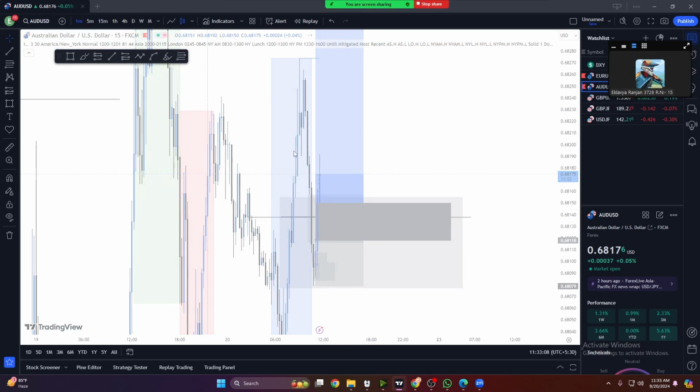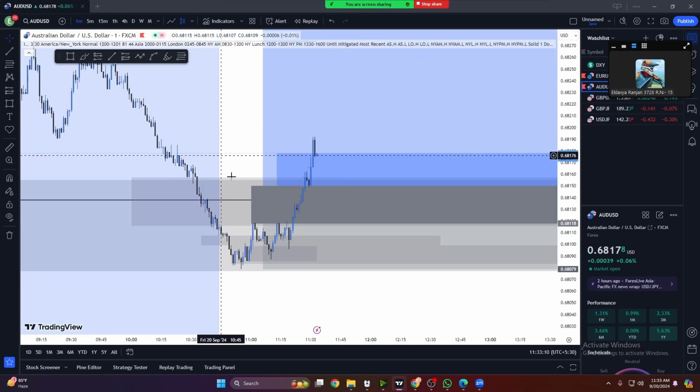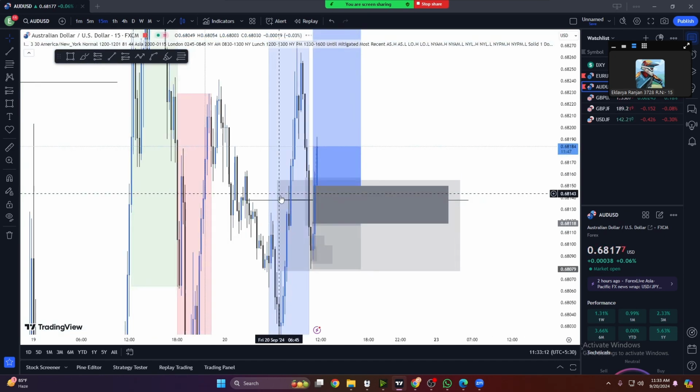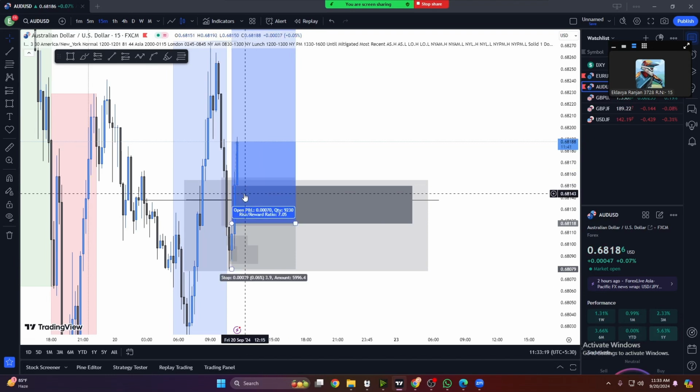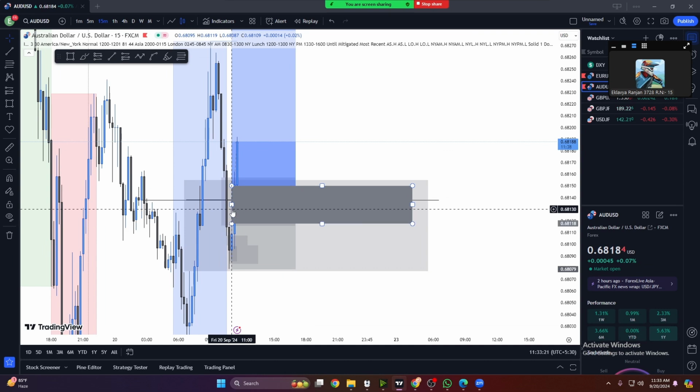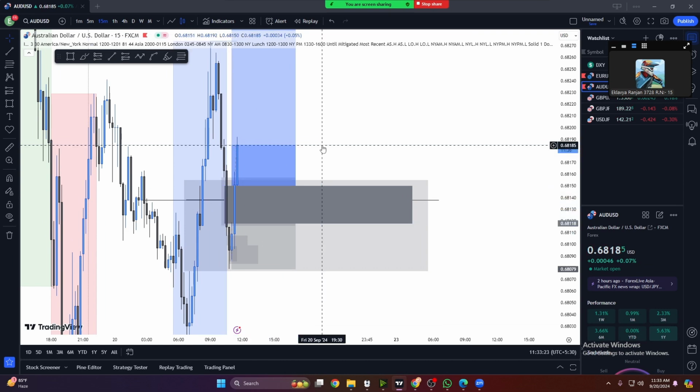So the market is going up now. My initial plan was to enter in this FVG, inverse FVG. We haven't come into this FVG. Also this inverse FVG, also this 15-minute FVG, we have both. So yeah, let's see what happens.